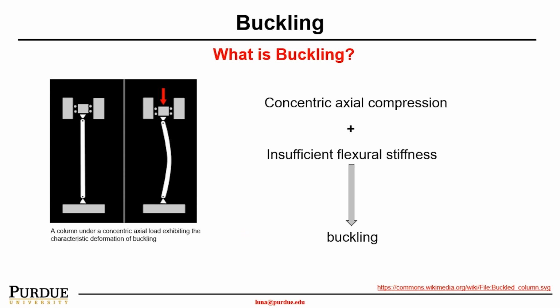Buckling is another typical structural failure, particularly for columns, because of the slenderness of the column. As can be seen here, if you have a concentrated uniaxial compression, and the column has insufficient flexural stiffness, it tends to bend in one direction. That's what we call buckling.